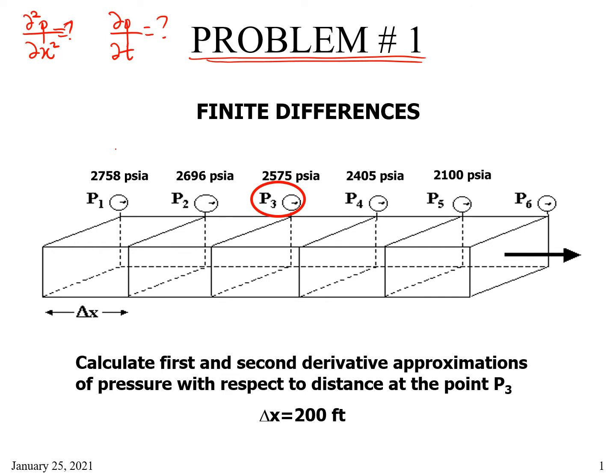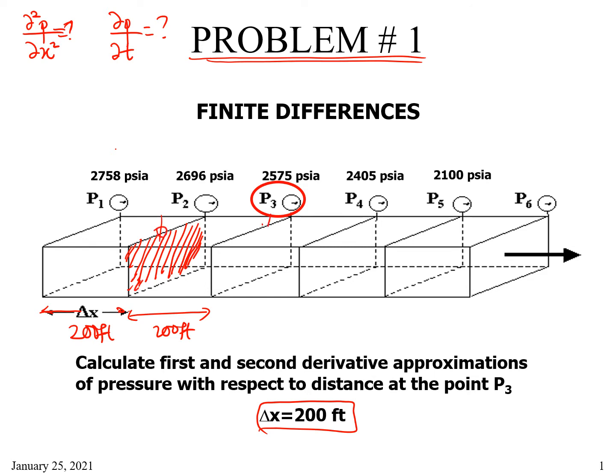So this is the problem we're going to model. Delta x is 200 feet, and it's the same everywhere, right? So this is all 200 feet. And the pressures are given at the face, at the interface between the matrix cells. So this is the face of the cell. So the pressures are given at the faces.